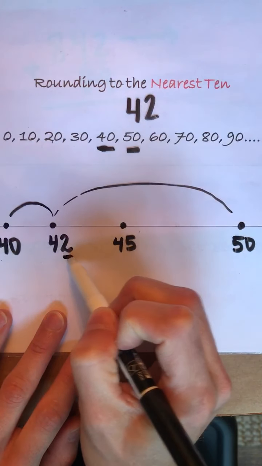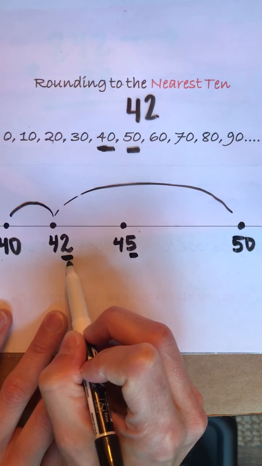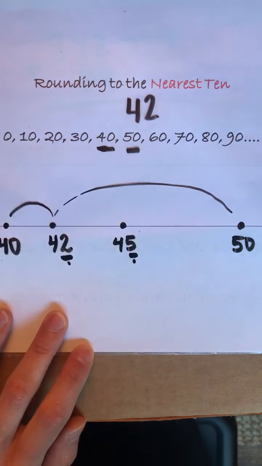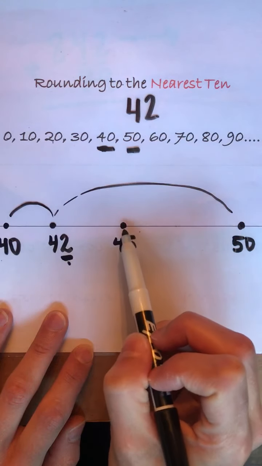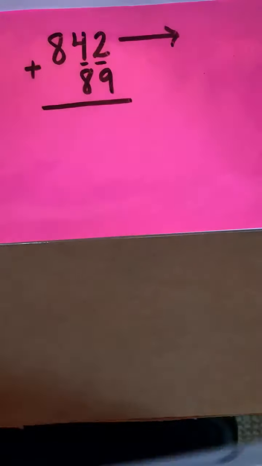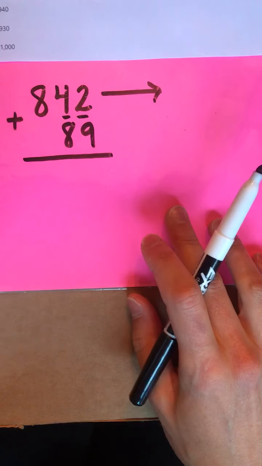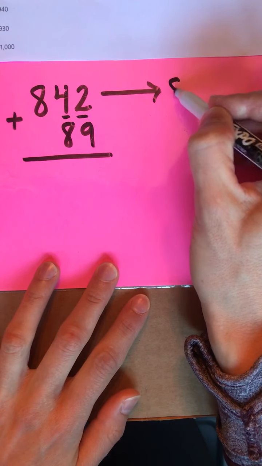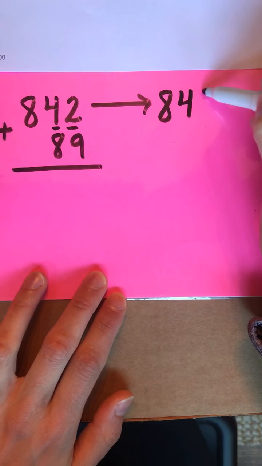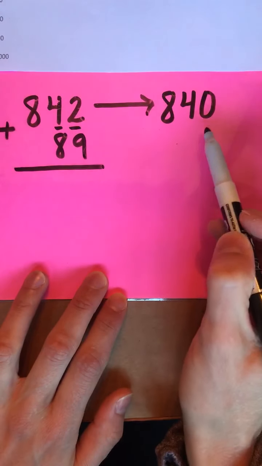Remember, you always are also going to look at the number in your ones digit. If the number in your ones digit is less than 5, you're going to round down. So 42, right, comes before 45, so we round down. So on our paper right here, I have 842 rounds to, remember, it's still 800, and then 40, because 42 rounded down to 40. That was the nearest 10.